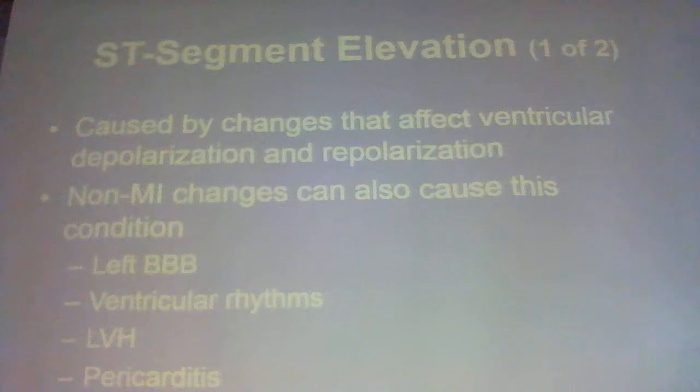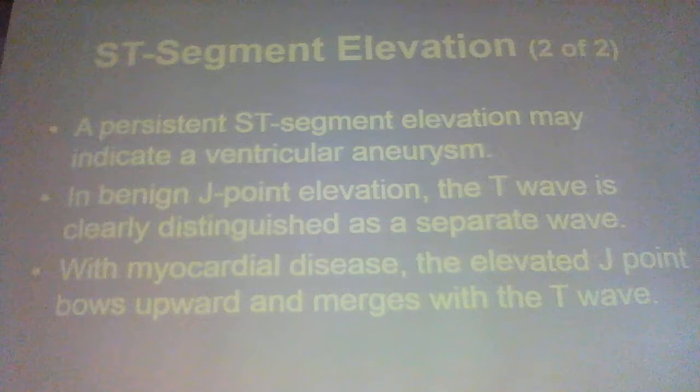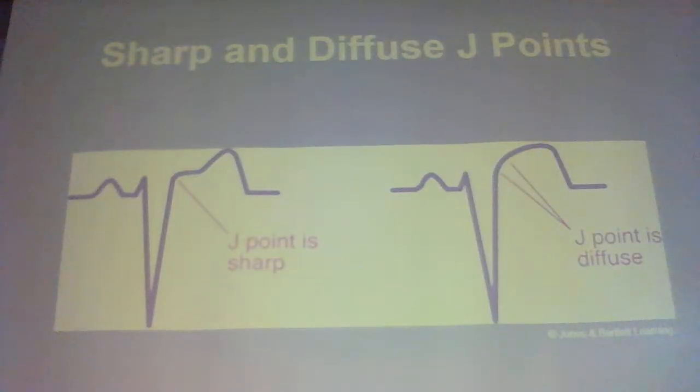But what are these? Mimickers, right? Imposters. Things that mess up our ability. So let's talk about this in just a second. So there's your J point, remember? Got to be more than one box above the TP segment. Right? Look at the difference in what this looks like and this looks like.